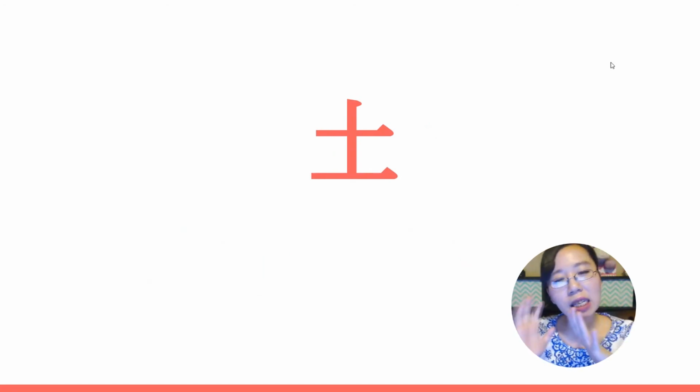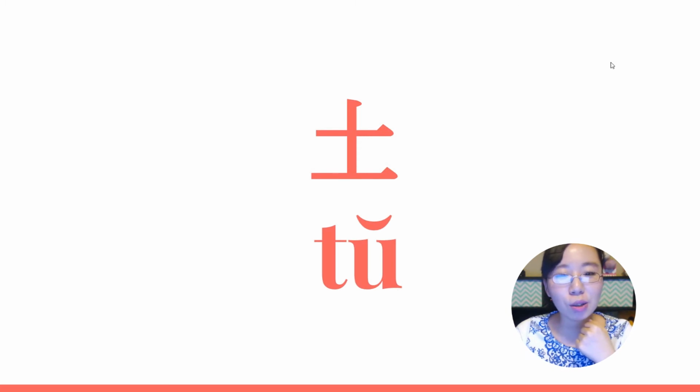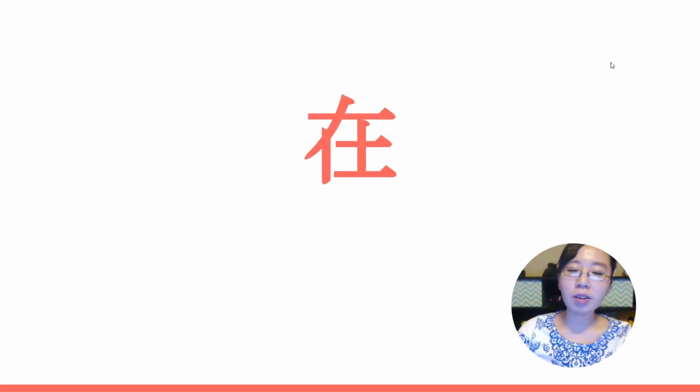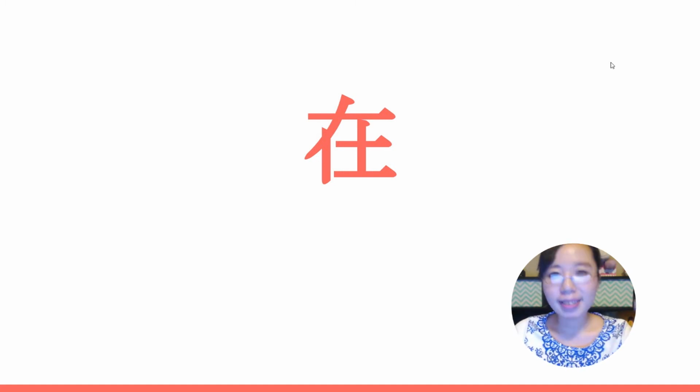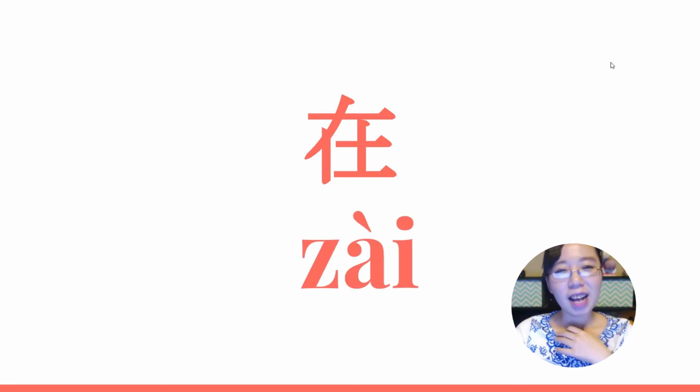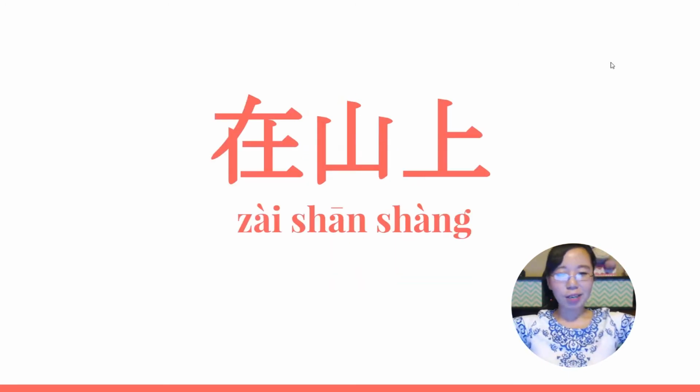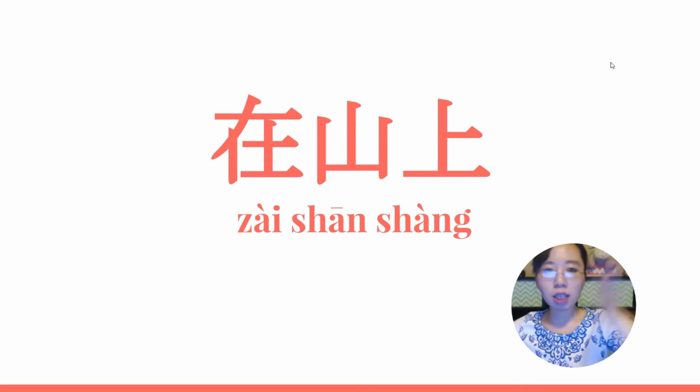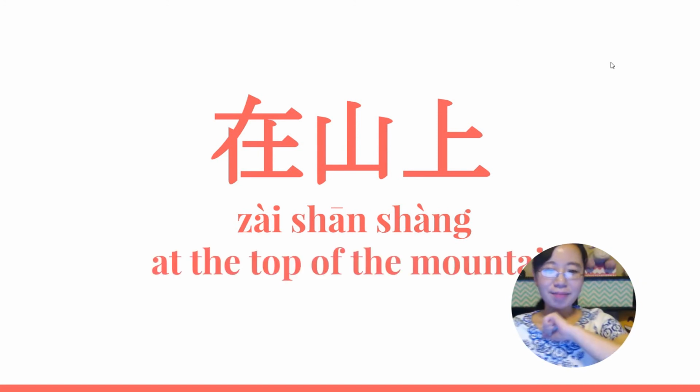Now we have the character inside our last character, and that is 1, 2, 3, 4, 5, 土, and that means soil. Then we have the radical component and put them all together. We have 1, 2, 3, 4, 5, 在. Okay, now we're going to connect our 在 with 山上. All together we have to be at mountain top. So at the top of the mountain.